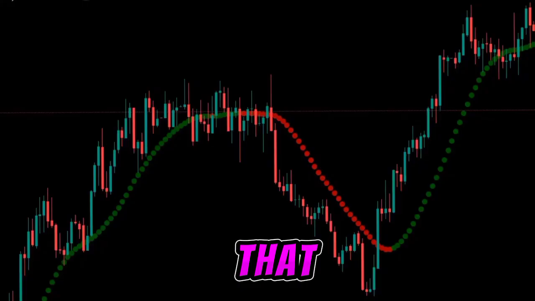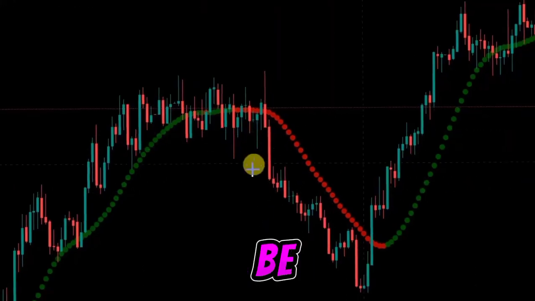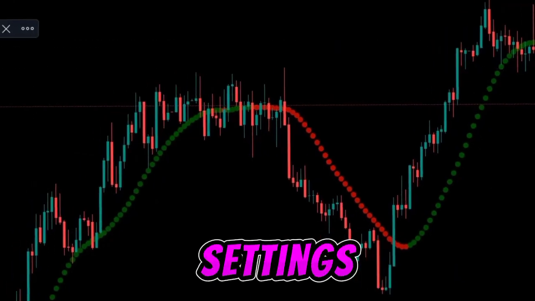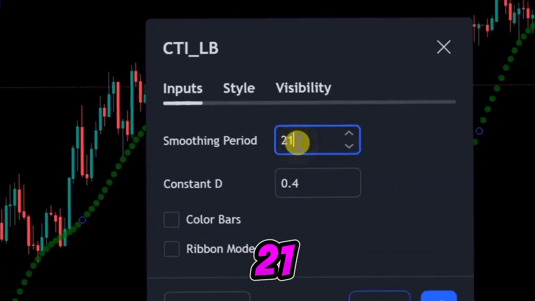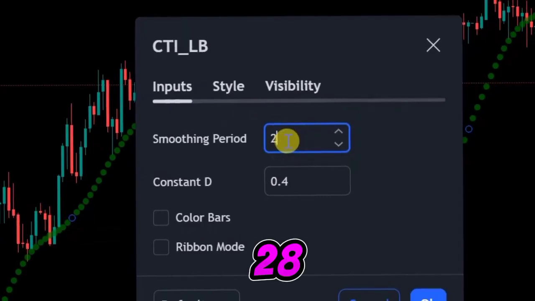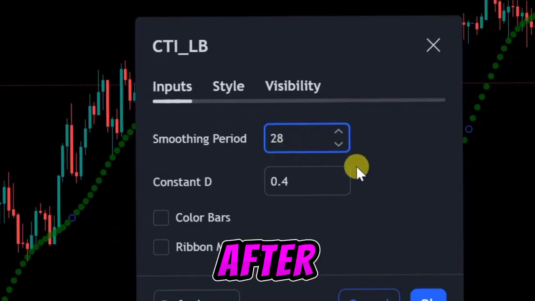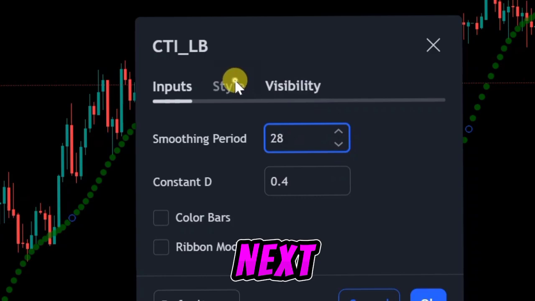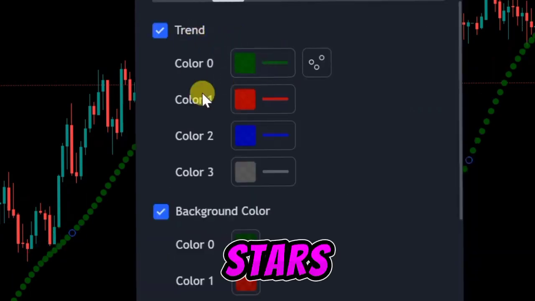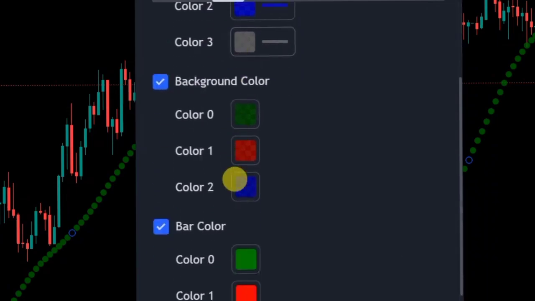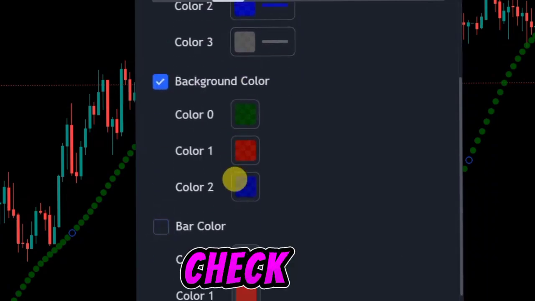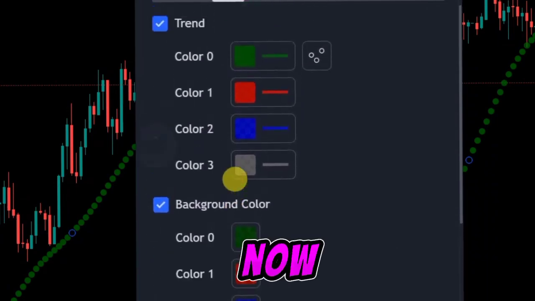After you've done that, the next thing to do would be for you to click on the settings of the indicator, click on the settings, and then change this 21 to 28. After you've changed the 21 to 28, the next setting to do is to click on styles, and then this bar color, uncheck it. As you can see, the bar color is now unchecked.